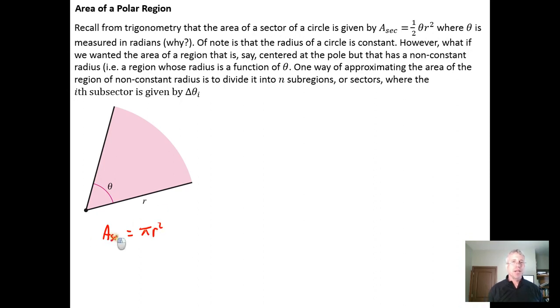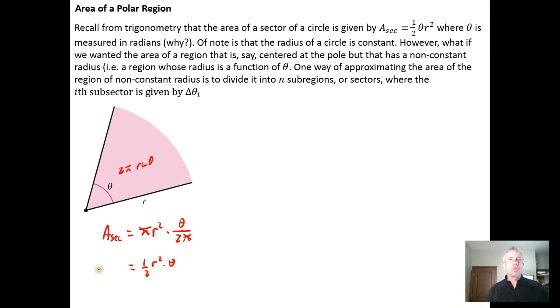But if we only have a sector or a fraction of a circle that has been swept out, what we need to do is multiply the area of a full circle times the fraction of the circle that's been swept out. And because 2 pi radians would be one full circle, if we've only swept through theta radians, then the fraction of a circle we've swept out is theta over 2 pi. And then the pi's cancel, and we wind up with this nice formula for the area of a sector: 1/2, from the 2 right here, times the square of the radius times the angle that's been swept out.